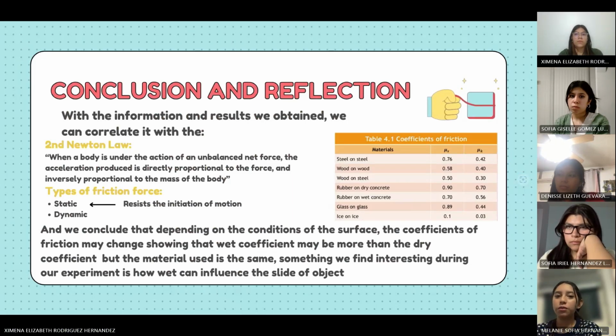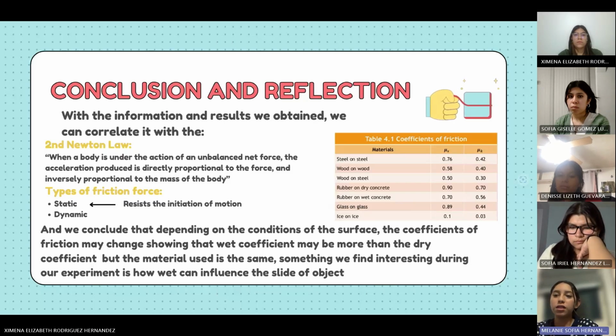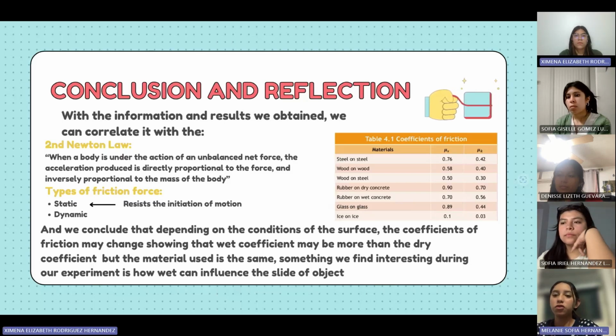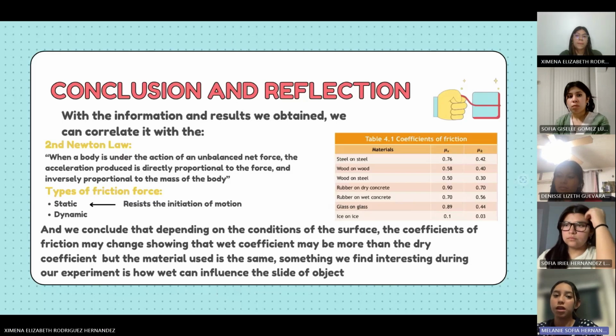Conclusion and reflection. With the information we obtained, we can correlate it with Newton's second law, which establishes that when a body has a net force not equal to zero, it moves. The acceleration is directly proportional to the force and inversely proportional to the mass. Also, we can correlate it with the types of friction force, which are two, static and kinetic. In this case, it's the static because it resists the initiation of the motion, and also with the coefficients of friction that demonstrate on which type of surface it is sliding.